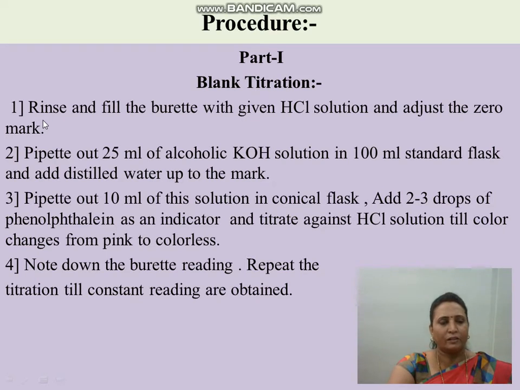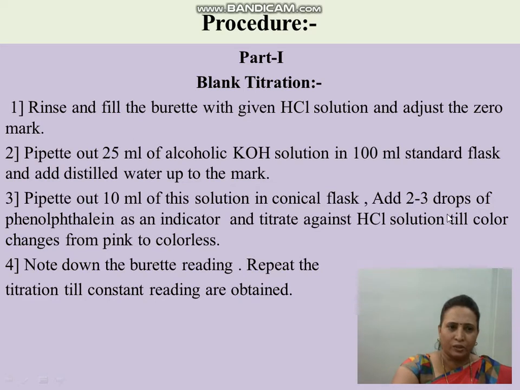Now, first point: rinse and fill the burette with the given HCl solution and adjust the 0 mark. Pipette out 25 ml of alcoholic KOH solution into a 100 ml standard flask and add distilled water up to the mark. That means we are preparing 100 ml KOH solution. Pipette out 10 ml of this KOH solution into a conical flask.